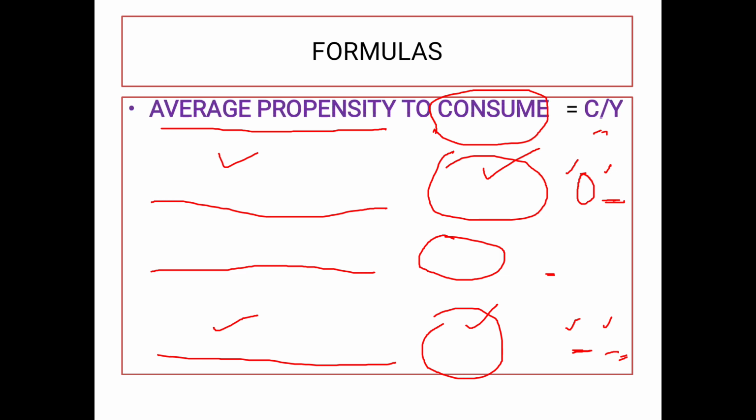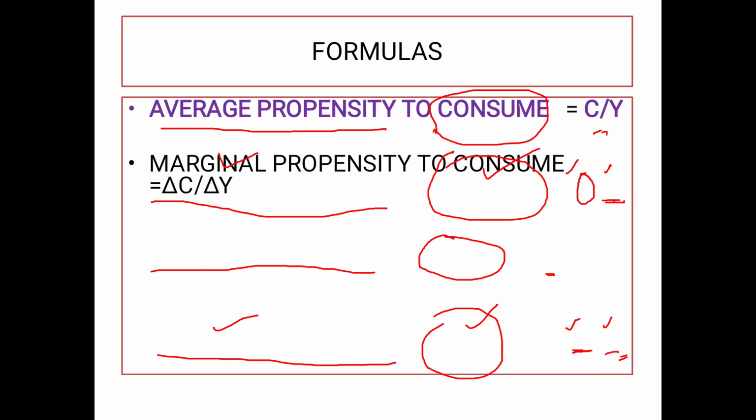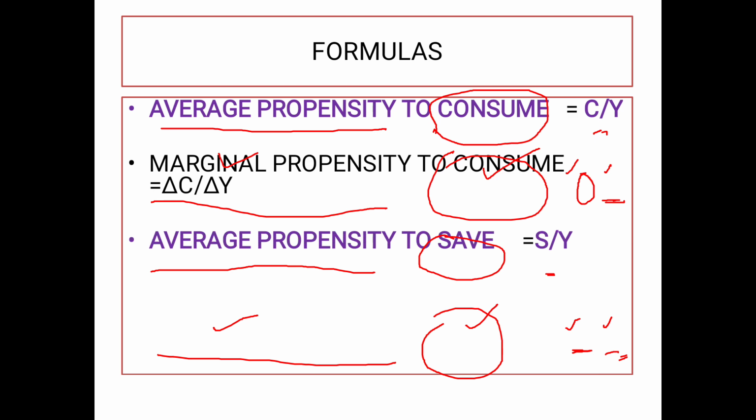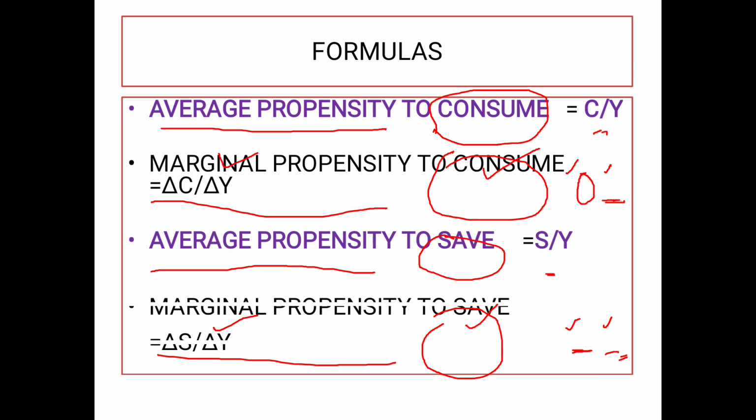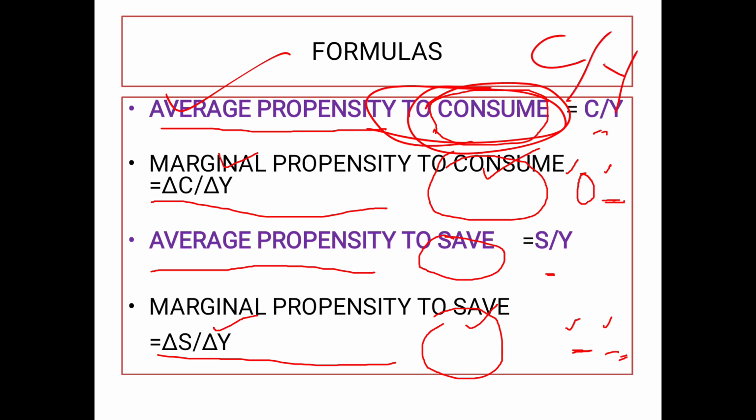So now we are going to see some basic formulas. What are the formulas? The first one is average propensity to consume. Second, marginal propensity to consume, then average propensity to save, and marginal propensity to save. Here the first one says average propensity to consume. When it says average, what is the last word? Consume. So it is C by Y. When it is average propensity to save, it is S by Y.